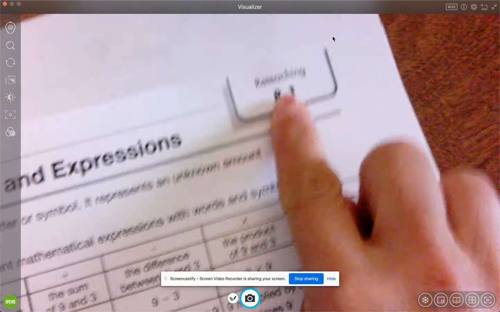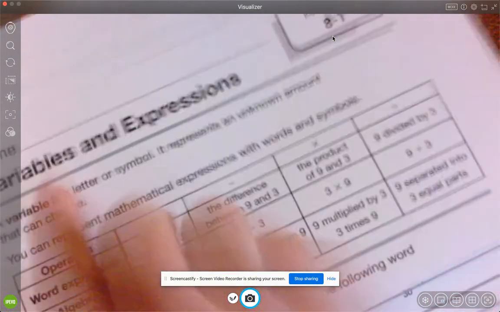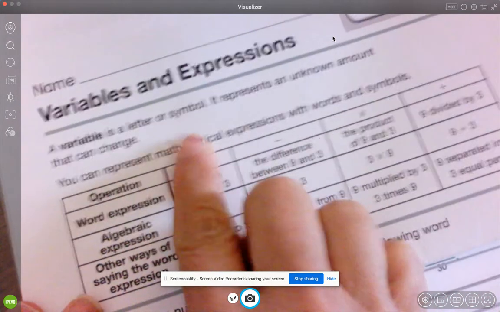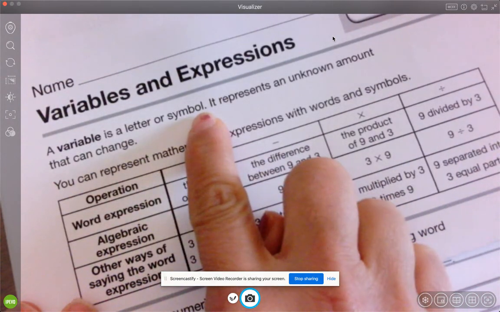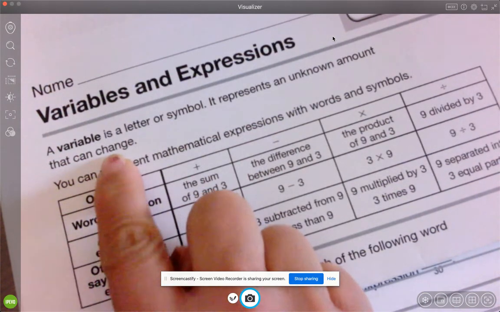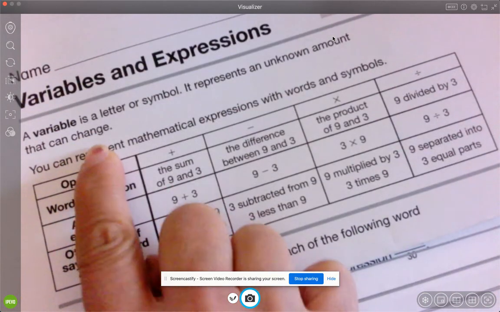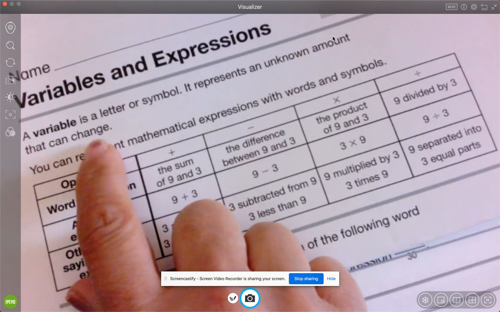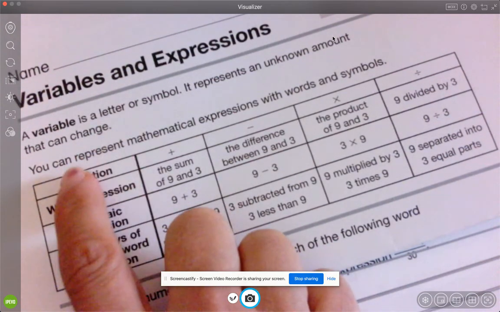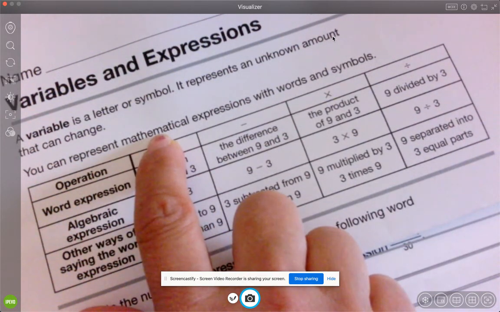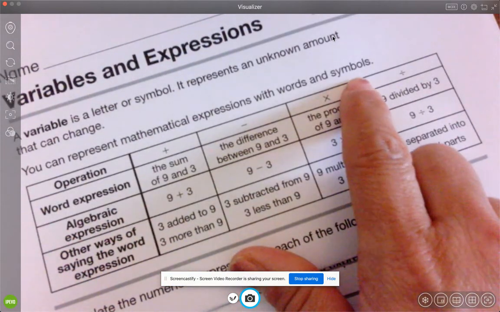Okay, today we're going to be talking, this is topic 8-1. We're going to be looking at variables and expressions. And a variable is basically a letter or symbol, and it represents an unknown amount that you can change. And we've been talking about that before when we use letter X or N or A, B, Y. And then another thing that we want to talk about is a mathematical expression can be written with words, or it could also be written with symbols.